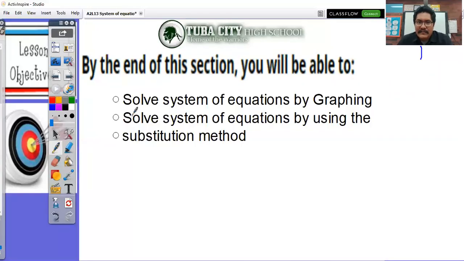All right, so let's get ready for the objective. Solve systems of equations by graphing. Solve systems of equations by using the substitution method. So that's what we're doing today.